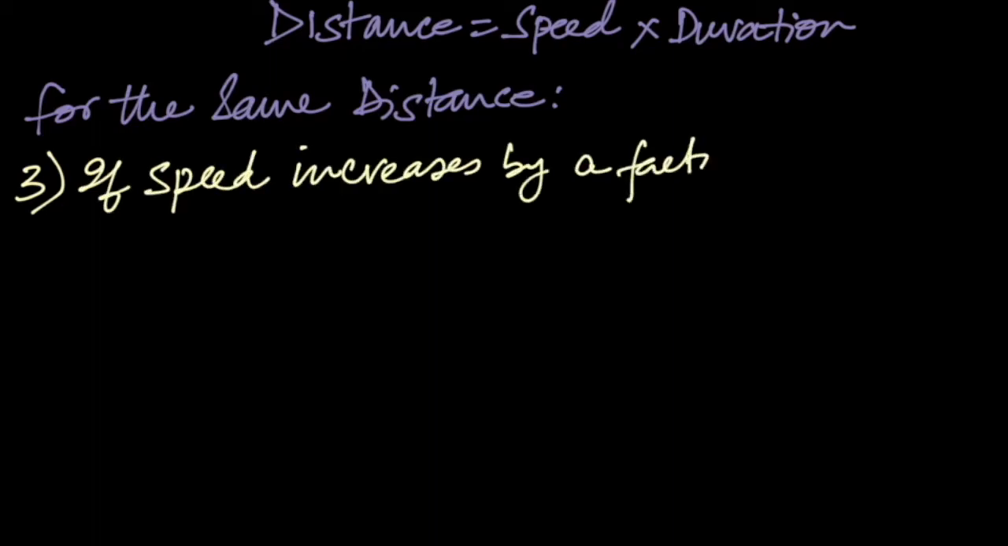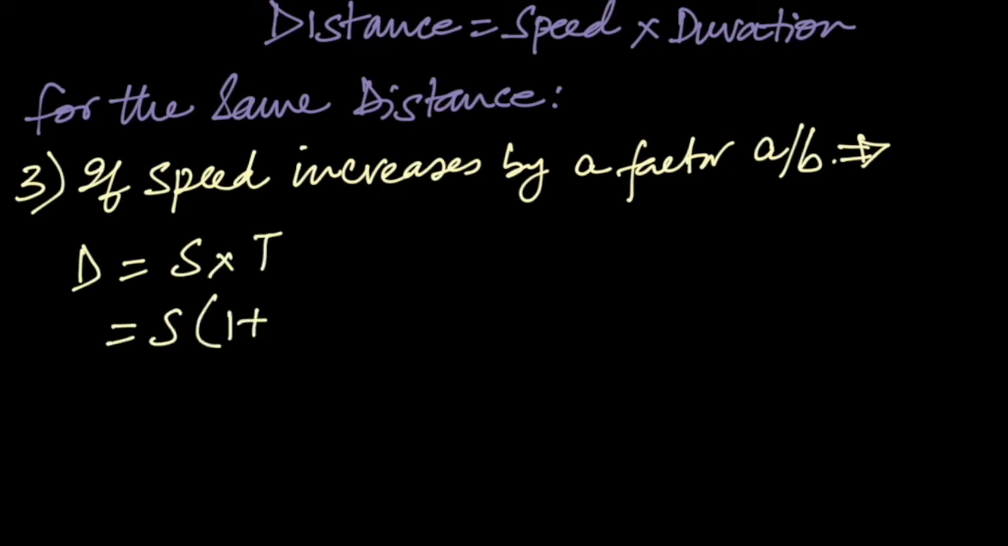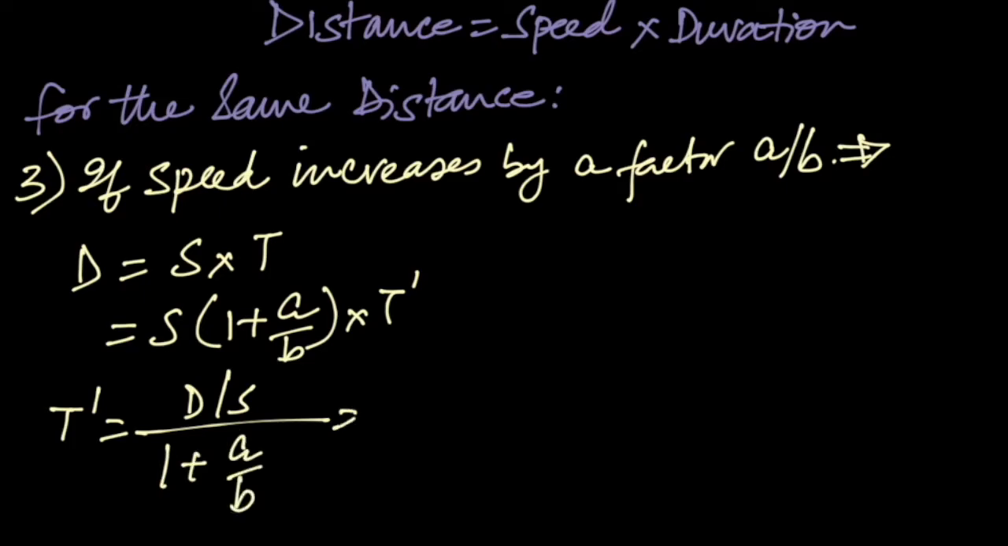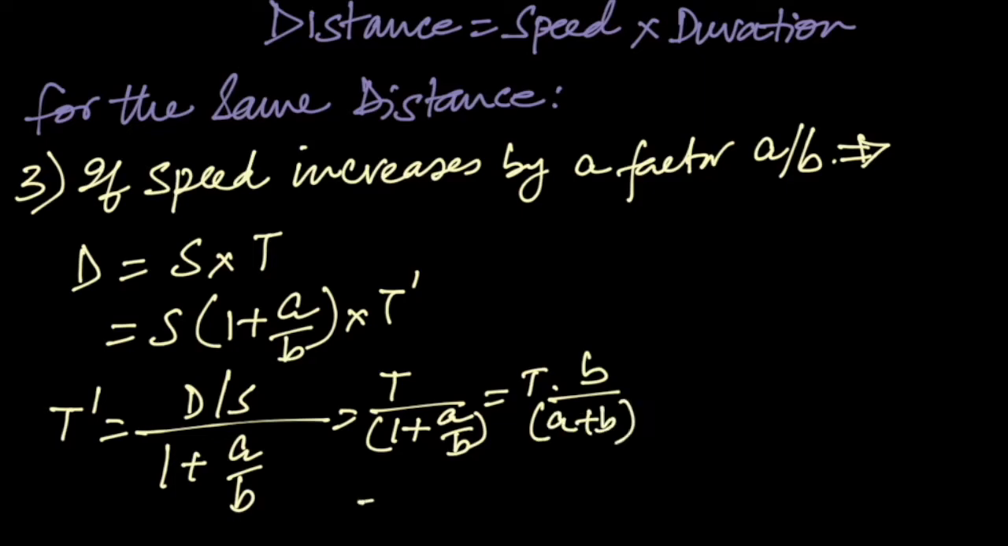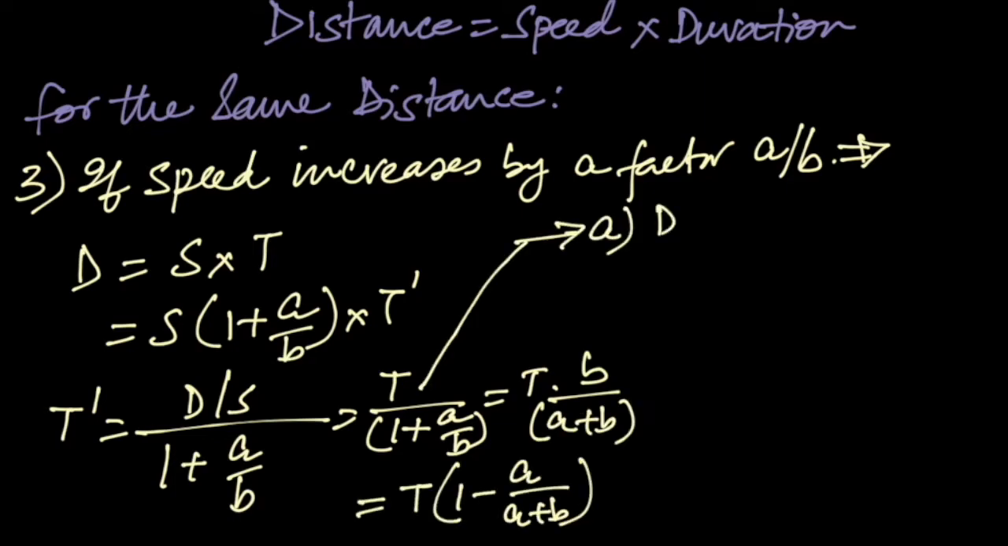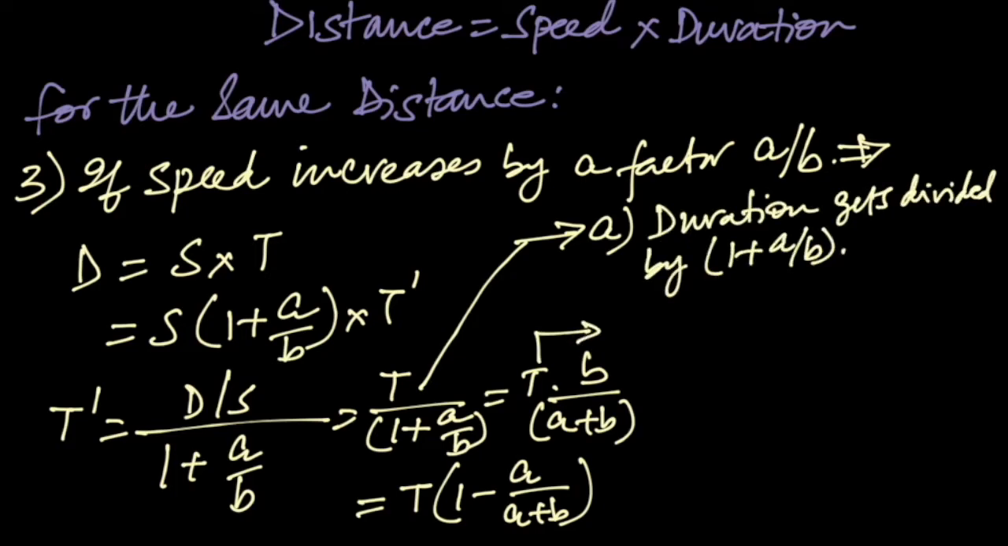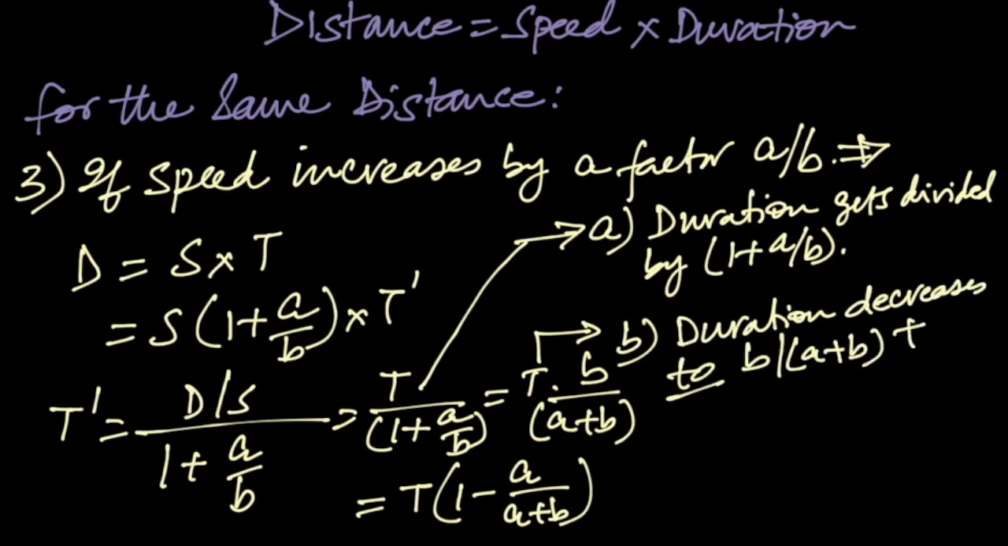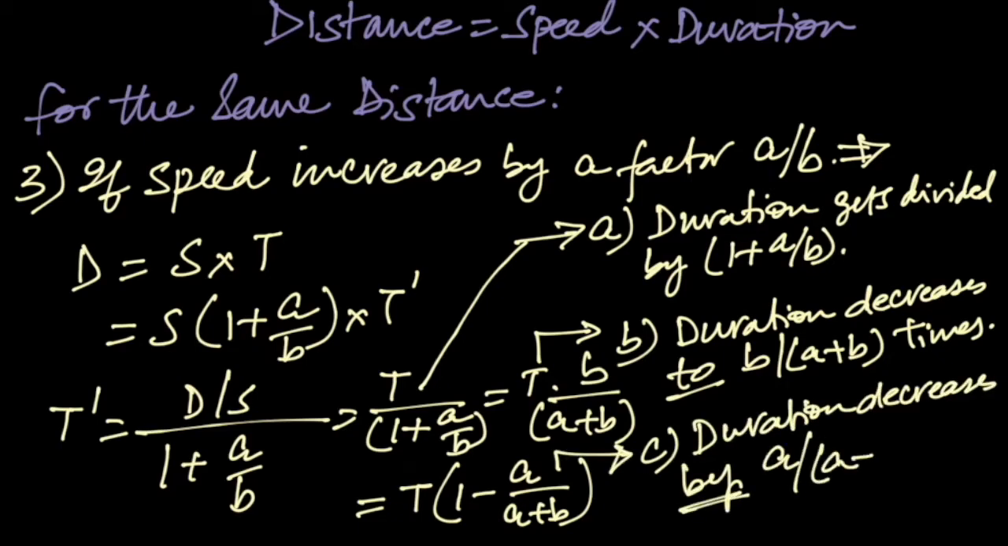Now if speed increases by a factor of A by B, then change in time duration can be expressed in three different ways. Number 1, duration gets divided by 1 plus A by B, or duration decreases to B over A plus B times. And C, the duration decreases by A over A plus B factor.